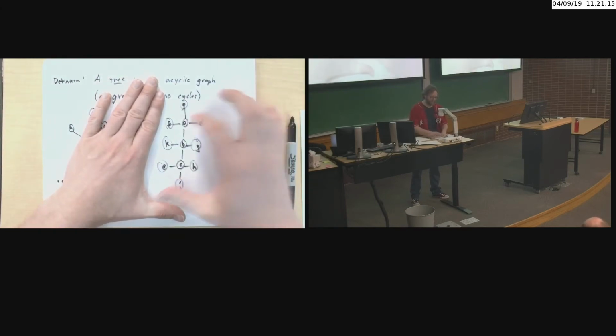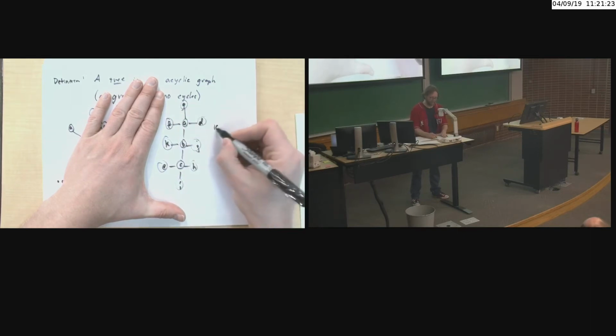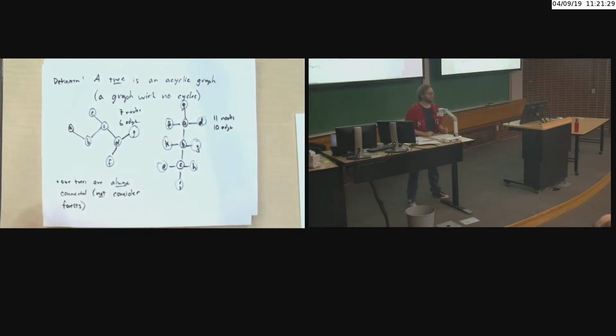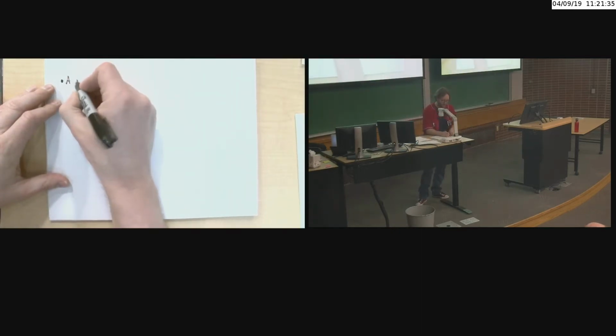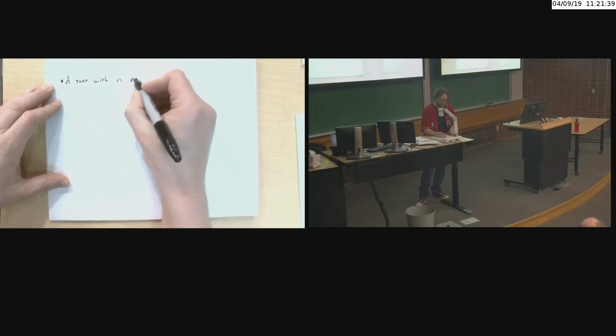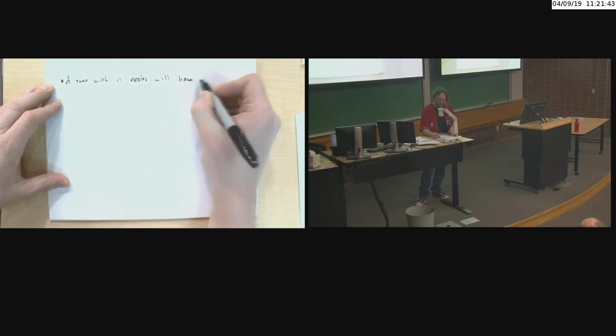How many nodes were there? 9, 10, 11. Right? How many edges are there? 1, 2, 3, 4, 5, 6, 7, 8, 9, 10. Right? So 10 edges, 11 nodes. Do you see a pattern? What's your first observation? If I've got n nodes, so a tree with n nodes will have how many edges?